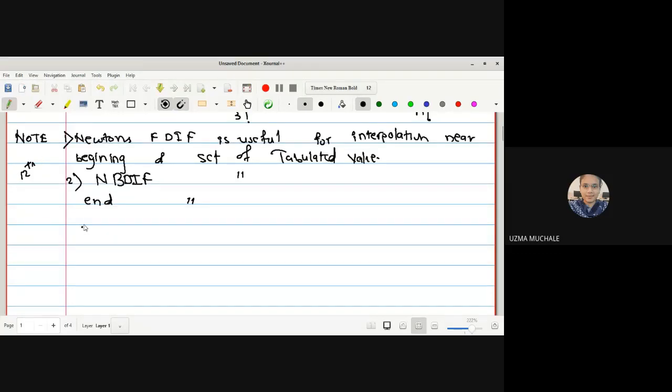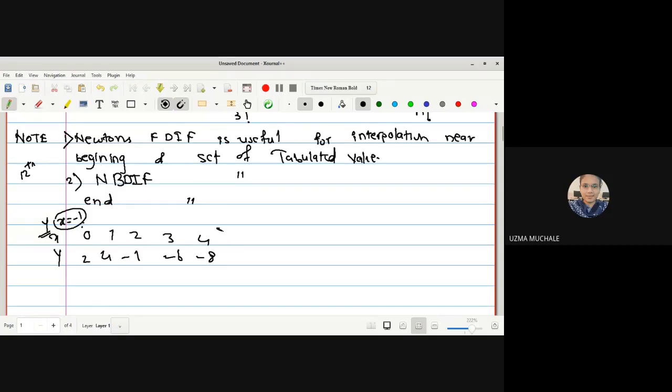Suppose a set of tabulated values is given. The set is 0, 1, 2, 3, 4 and corresponding values are given, here say 2, 4, -1, -6, -8 like this. And if you are asked to find the value of y at x equal to -1, as we know that in forward and backward the values of x should be equally distributed, we are going to use forward difference, right? For interpolation near the beginning of the set of tabulated values.